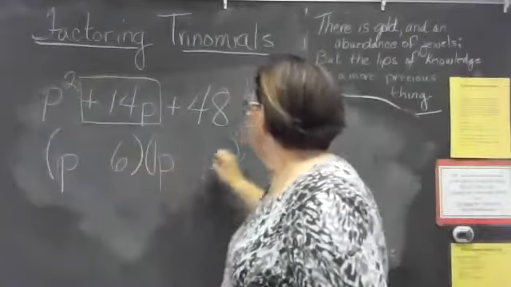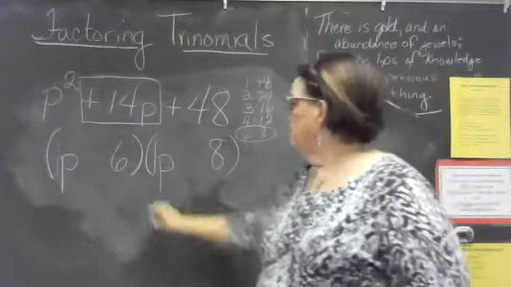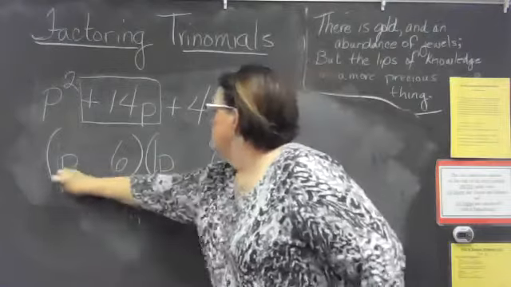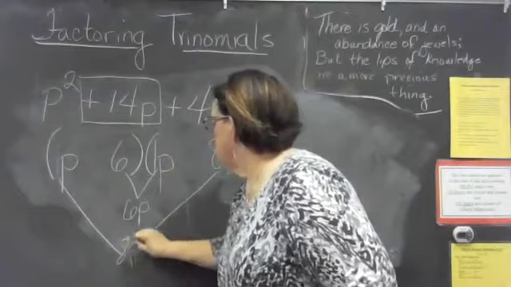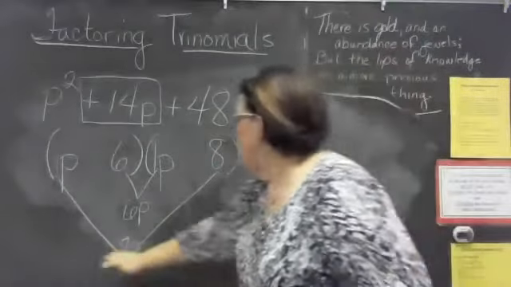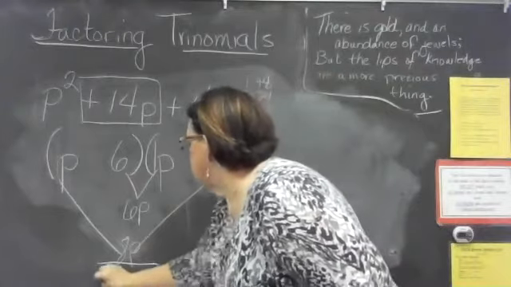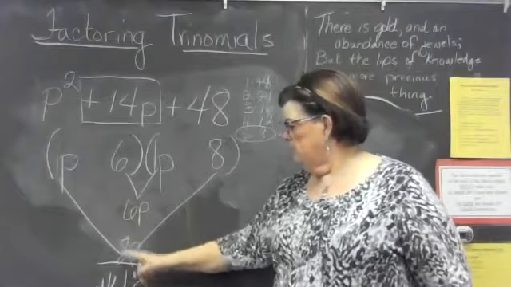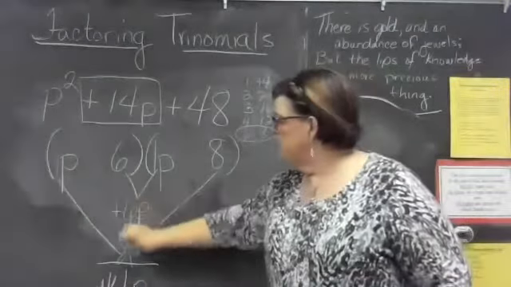So it doesn't matter which one it goes in because the p's are the same. And I want you to test it even though it may be clear to you what it is, because these are going to get bigger. So you need the process while it's easy, okay? And I need to come up with a positive 14p. So what do the signs here have to be to get a positive 14? They both have to be plus.